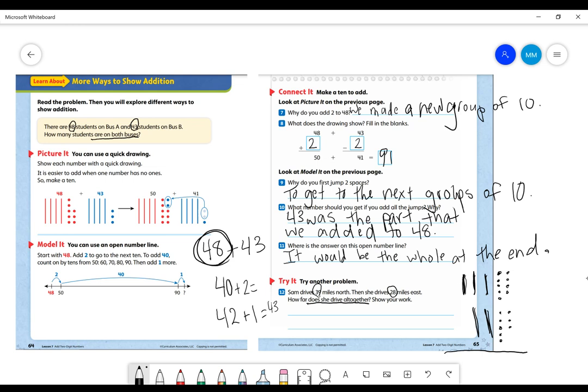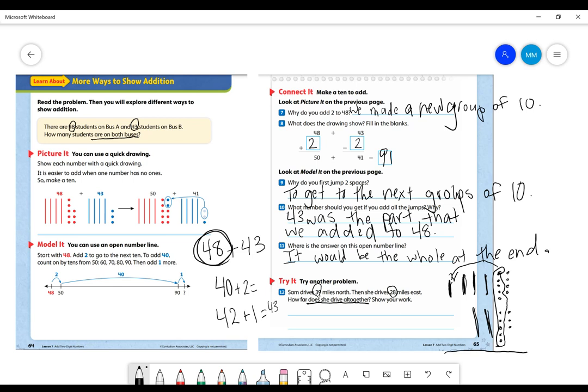So looking at my ones place first, because I need to see if I have a 10 in my ones place. So looking at my ones place, I already see a group of 10. I see 5 and 5. And then I see 4 and 3. So what I am going to do is I am going to circle that group of 10, and that's going to move over to the tens place.